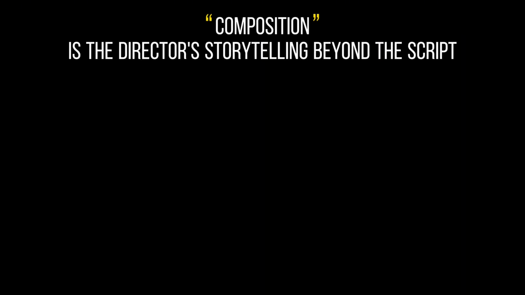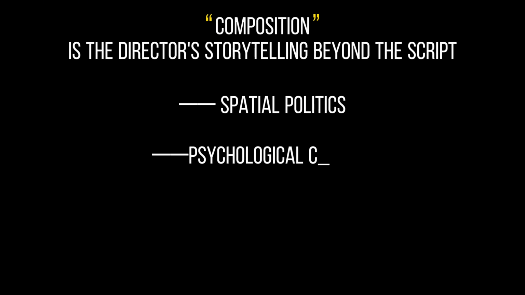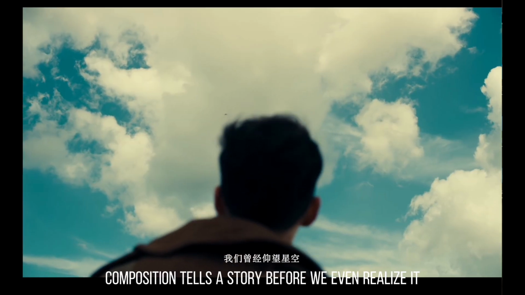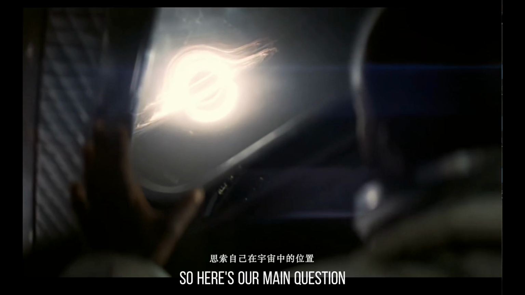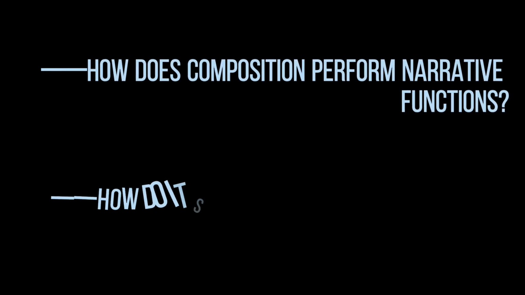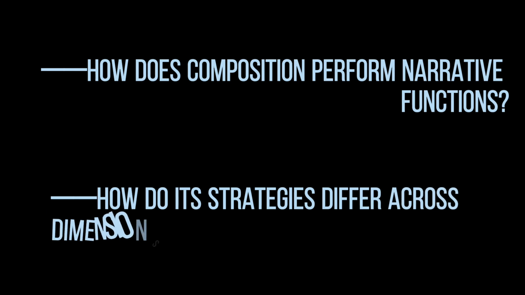Composition is the director's storytelling beyond the script, through spatial politics, psychological control, and symbolic coding. Composition tells a story before we even realize it. So here's our main question. How does composition perform narrative functions? How do its strategies differ across dimensions?